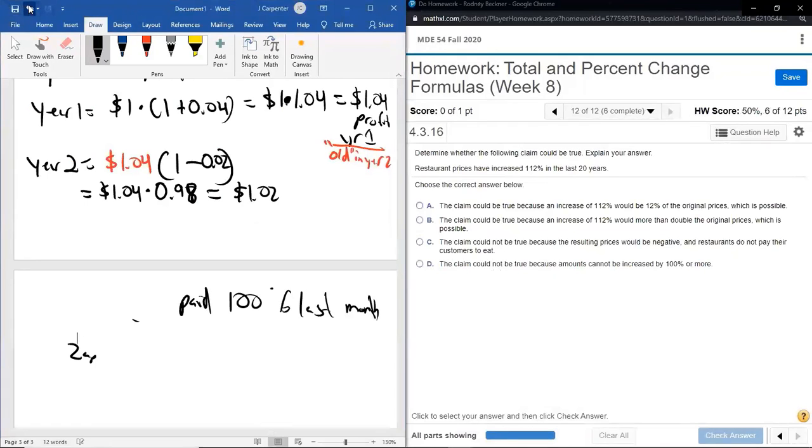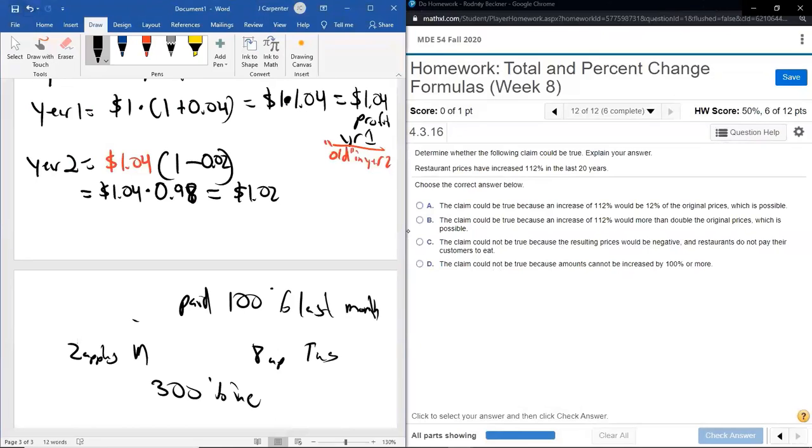If you sold 2 apples Monday and then 8 apples Tuesday, that turned out to be a 300% increase. We can have percent changes bigger than 100%. So C and D are out. It's either A or B.